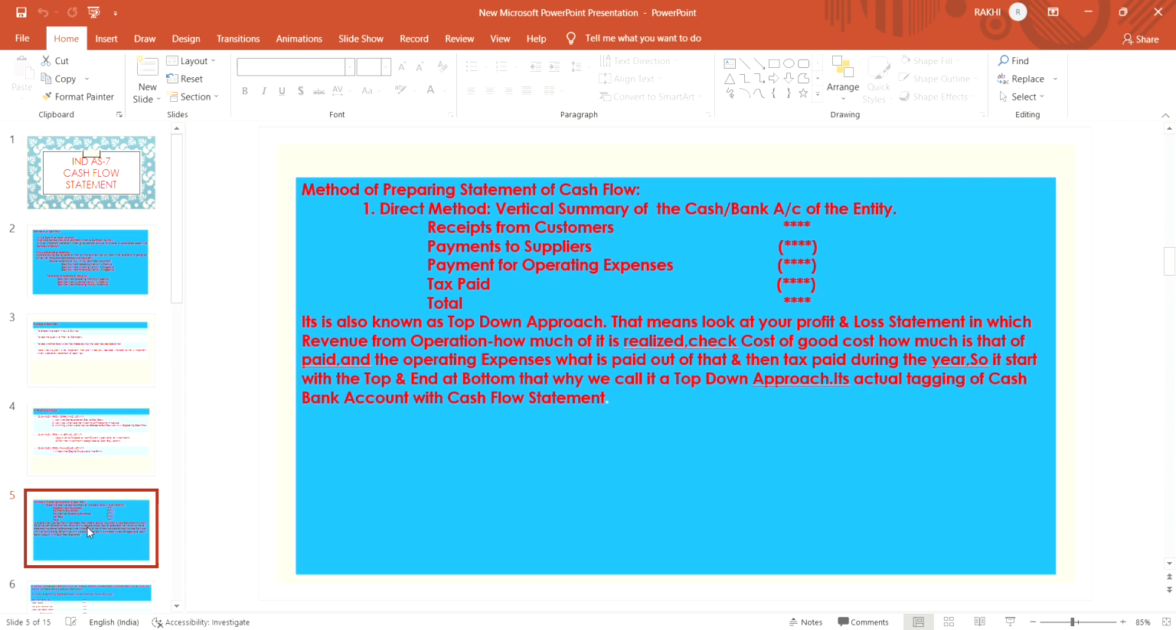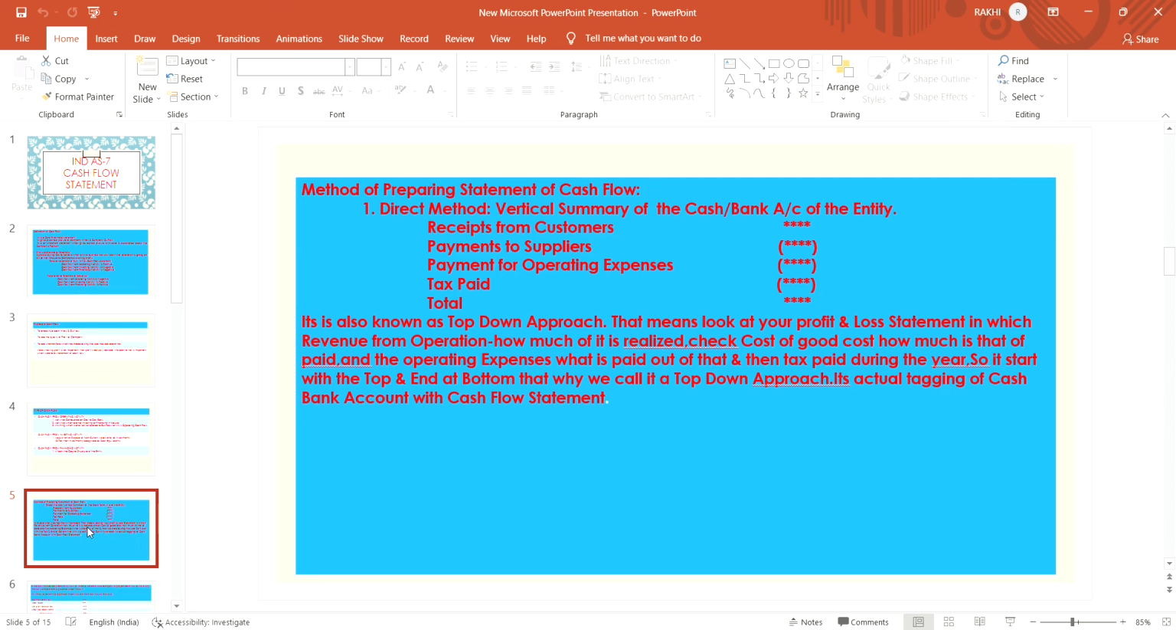The direct method means a vertical summary of the cash or bank of the entity. They make a summary in a vertical manner, which is known as the top-down approach. Why is it called top-down? Because in preparing the P&L, we see revenue from operations, then expenses, then cost of goods sold, whatever the format of the P&L, and in the same way we prepare the direct method. We are taking from the top.